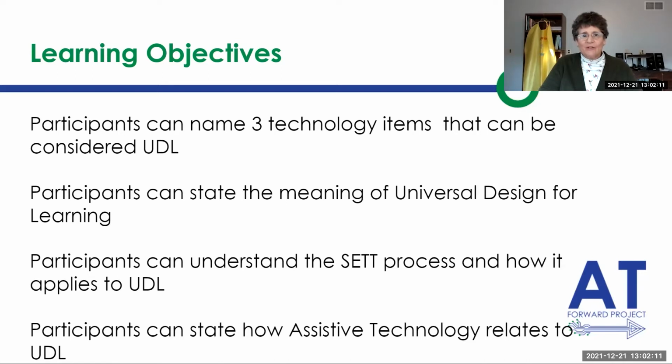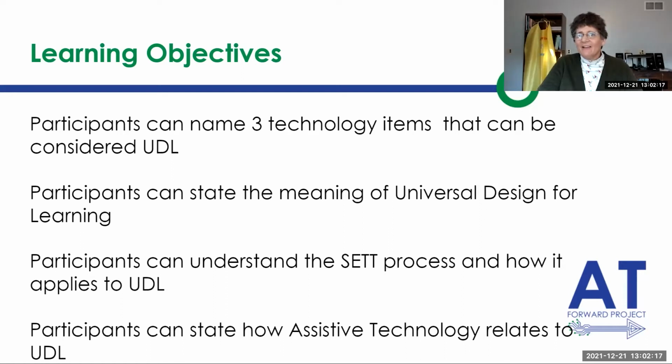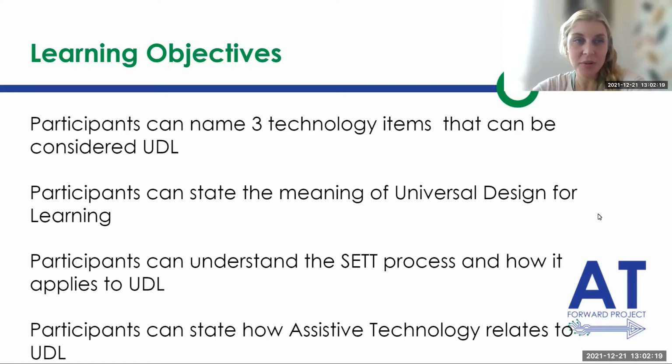Here we go, folks, our learning objectives for today. We really want you to learn about three different technology items that can be considered universal design for learning. We're going to talk about universal design for learning, what that means. We're going to help you understand how the SET process and other assistive technology processes and supports can apply to universal design for learning. And we're going to look at specific assistive technology tools or resources and how AT really relates to UDL in the first place. So we have lots to chat about today.